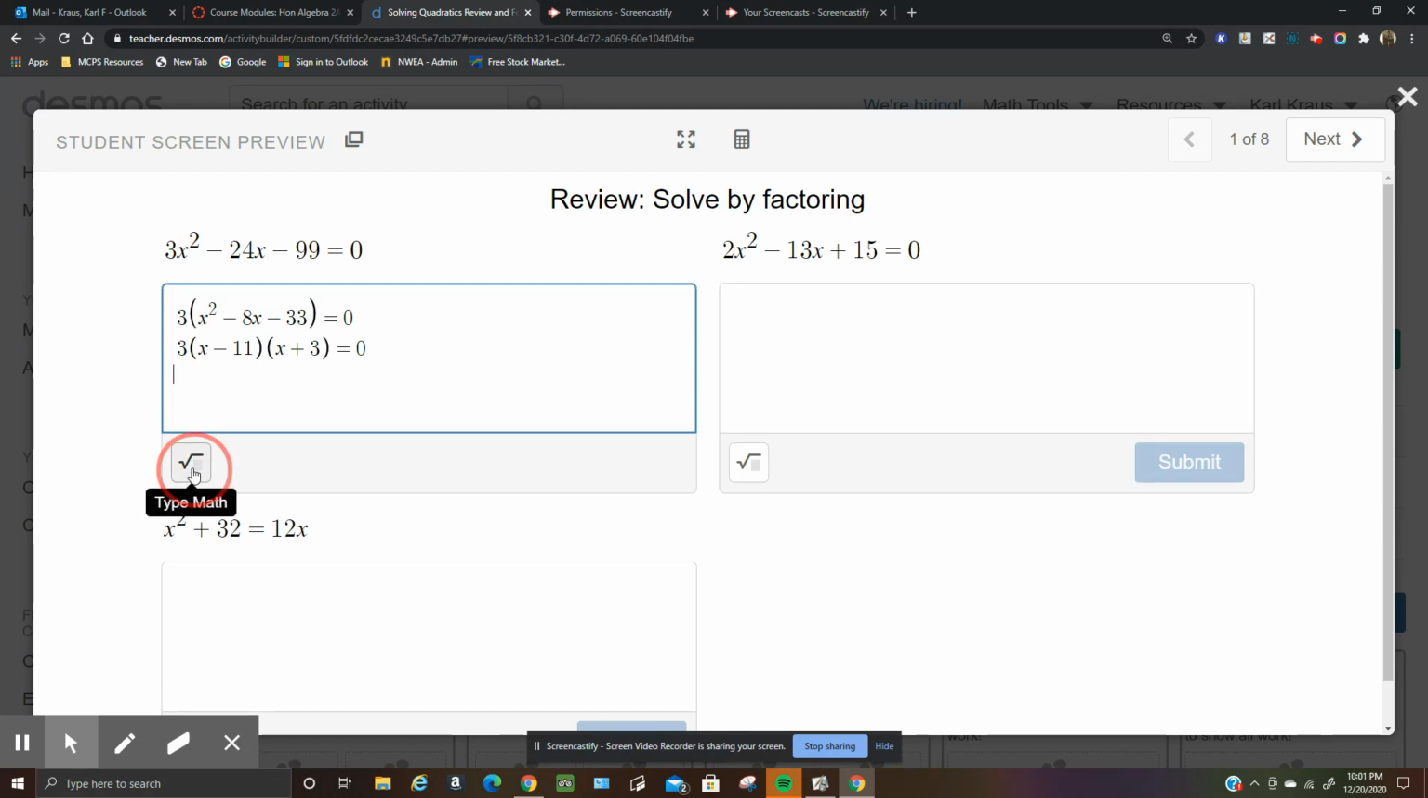Equate each factor to 0. You can kind of ignore this 3 because if I divided 3 into both sides, then I would have x minus 11 times x plus 3 equals 0. So I'm just going to equate each factor to 0. X minus 11 equals 0, or x plus 3 equals 0. So x equals 11, or x equals -3.